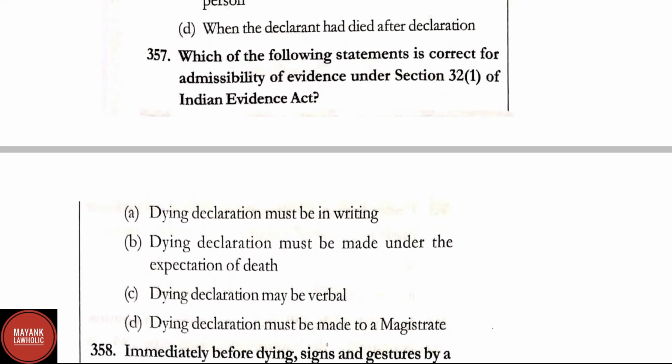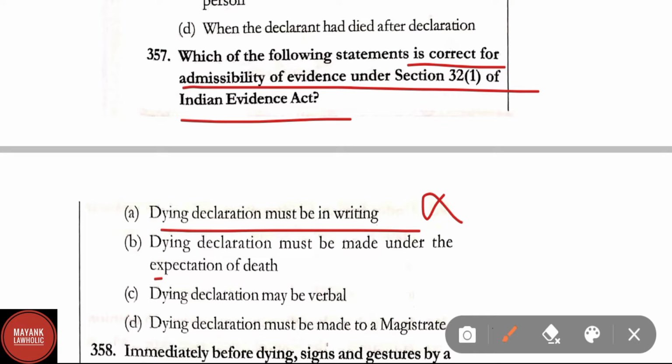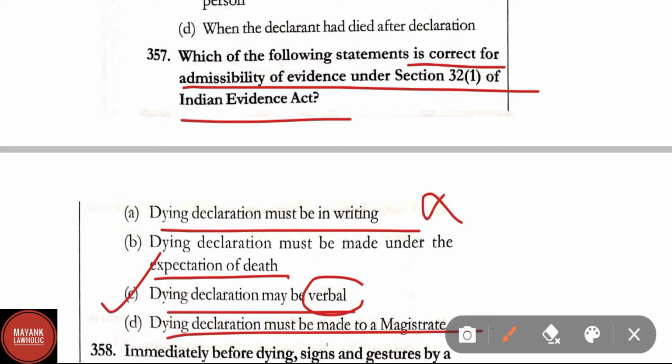Question number 357. Which one of the following statements is correct for admissibility of evidence under Section 32 clause 1 of the Indian Evidence Act? Option A, dying declaration must be in writing. Option B, dying declaration must be made under the expectation of death. Option C, dying declaration may be verbal. Option D, dying declaration must be made to magistrate. Here in question number 357, correct answer is option C, dying declaration may be verbal.